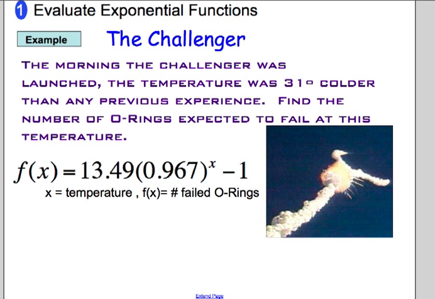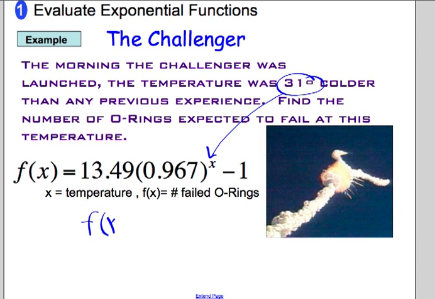So here's our question. The morning the Challenger was launched, the temperature was 31 degrees, colder than any previous experience. And we want to find the number of O-rings expected to fail at this temperature. So here's our given function where x is the temperature, and we're going to find the number of failed O-rings. Since the temperature was 31 degrees, we're going to put the 31 in for the x. I want you to pause your video and punch 31 in for the x and use your calculator and see if you can come up with the answer.